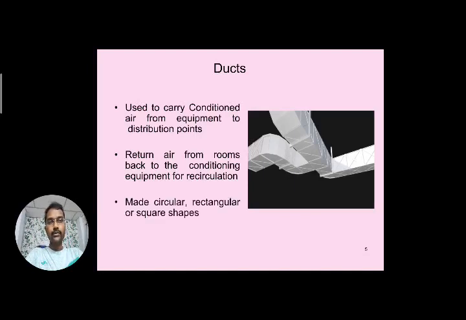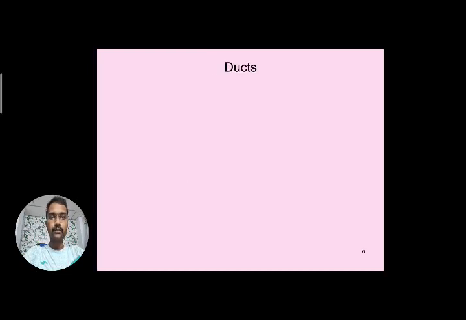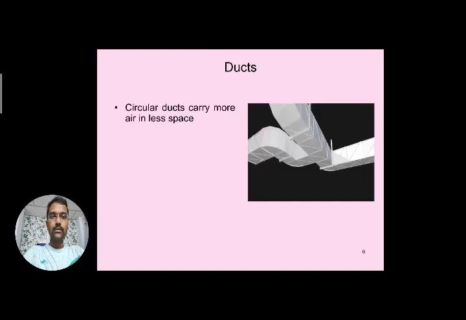Generally, if you observe the cross sections of ducts, mostly they are made with a circular cross section, or a rectangular cross section, or a square cross section. The different shapes can be seen in the design of ducts. Circular ducts carry more air in less space when compared with rectangular and square sections.